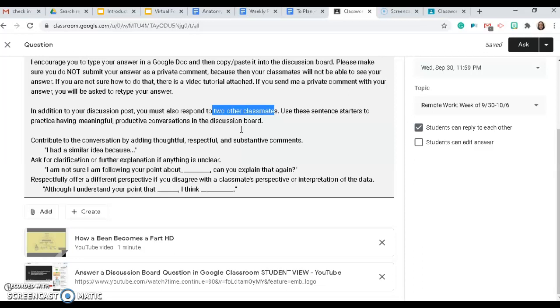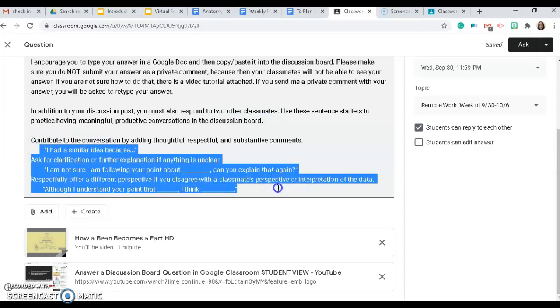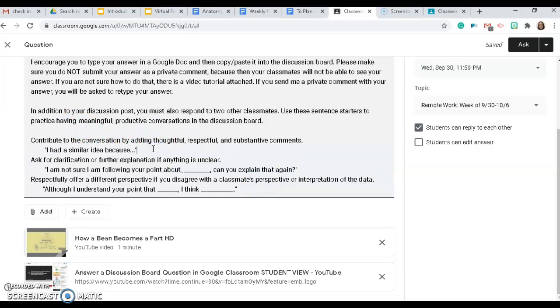And you're expected to start to have productive, thoughtful, substantive comments. So I don't want you to just say, "I agree," or "I like what you said." I have some sentence starters for you to start thinking about, to start making really meaningful comments. You can say something like, "I had a similar idea because..." and explain why. You can ask for clarification or further explanation if something is unclear.